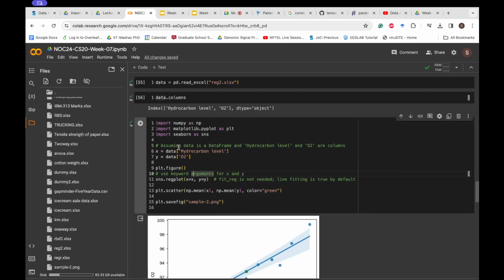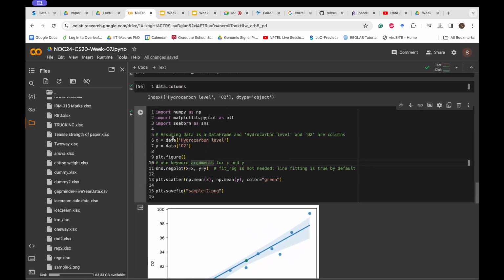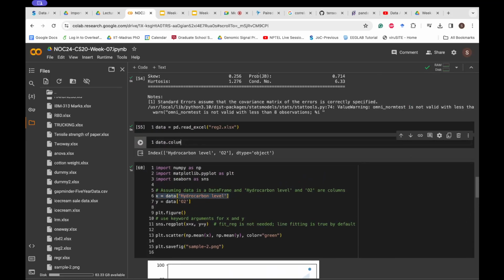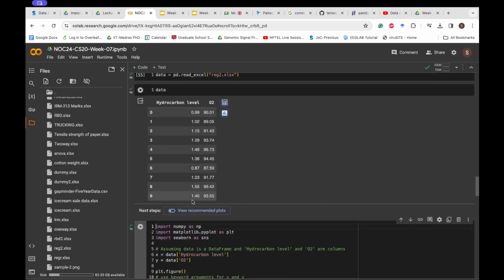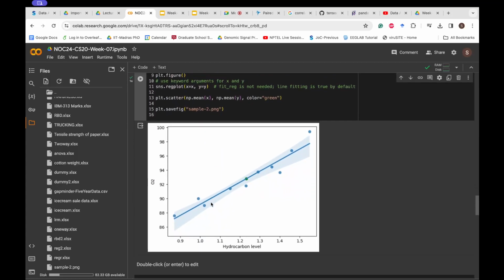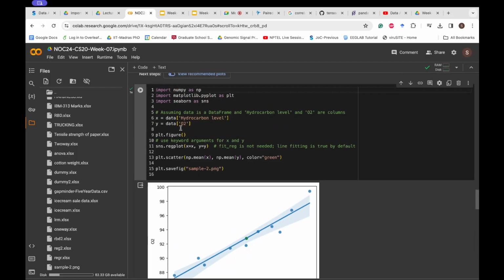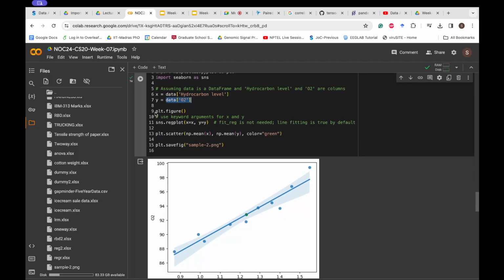In this case it is just for plotting purposes. You have this X value, the hydrocarbon level. Let me print the data as well here: the hydrocarbon level and the oxygen level. So you are trying to see, as the hydrocarbon level increases, how much is the level of oxygen for a particular level of hydrocarbon. I'm taking the independent variable in x and the dependent variable in y.